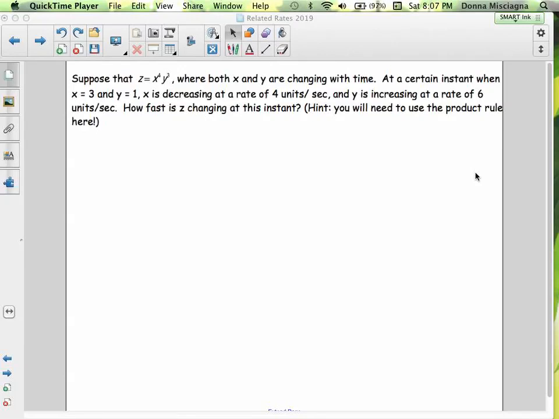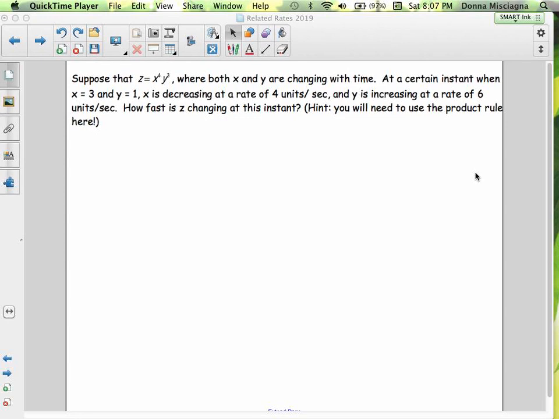One of the easiest problems is where you're already given the formula. Suppose that z equals x to the fourth y cubed, where both x and y are changing with time. At a certain instant, when x equals 3 and y equals 1, x is decreasing at a rate of 4 units per second, and y is increasing at a rate of 6 units per second. How fast is z changing at this second?